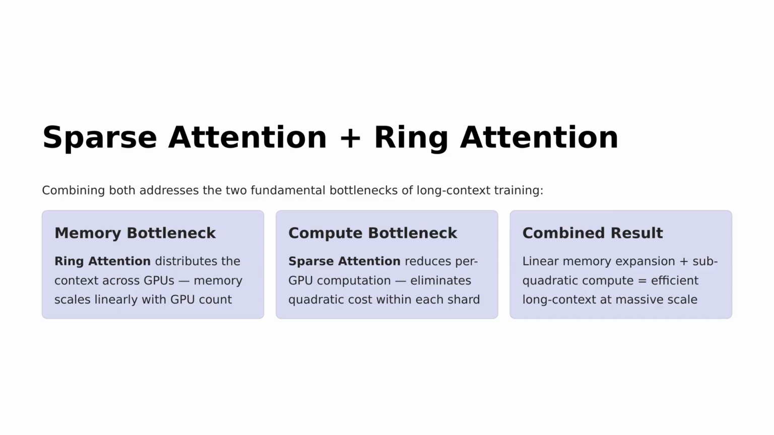Today, we're tackling the 2 main bottlenecks in long context training: memory and computation. By combining sparse attention and ring attention, we achieve significant improvements. Ring attention distributes the context across multiple GPUs, ensuring memory scales linearly with the number of GPUs. Meanwhile, sparse attention reduces the computational load on each GPU, removing the quadratic cost per shard. This approach results in linear memory expansion and sub-quadratic computation, making large-scale long context tasks more efficient.